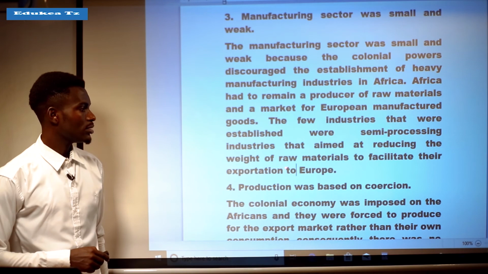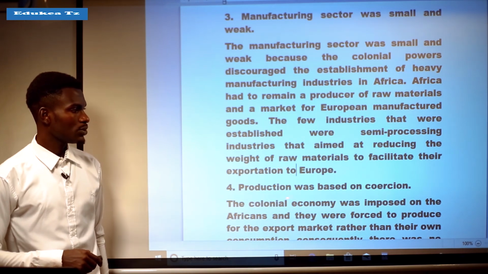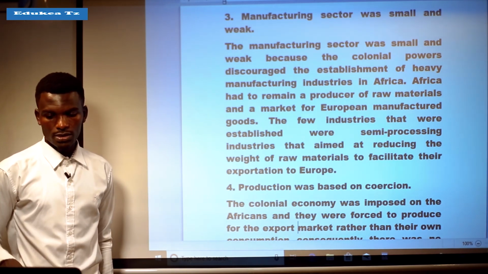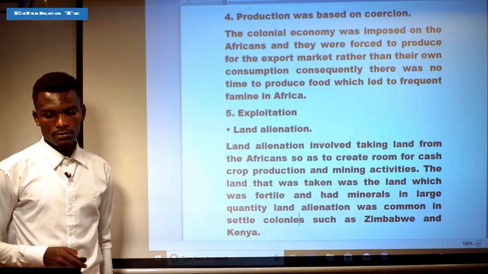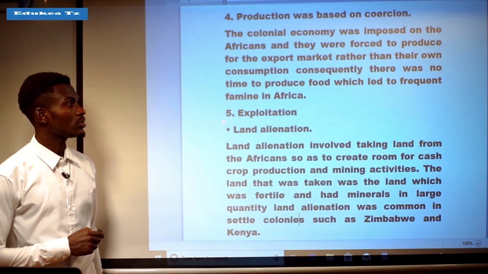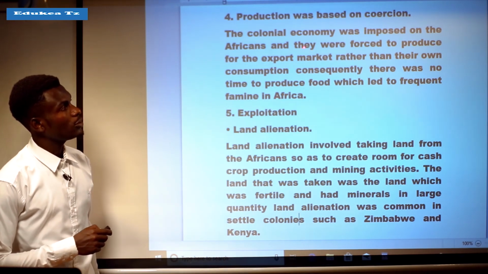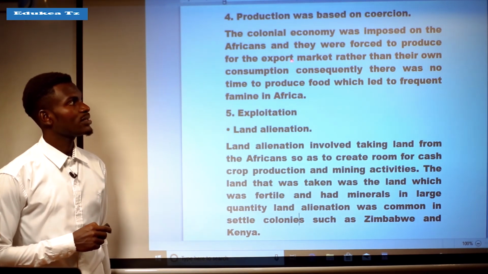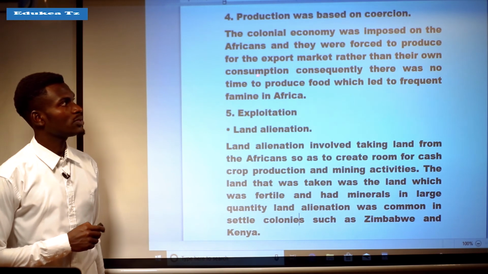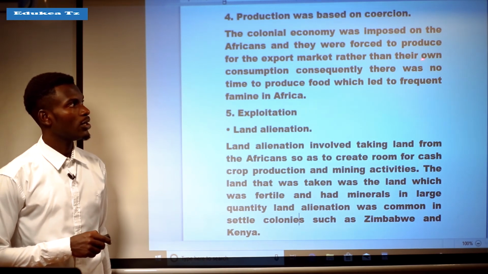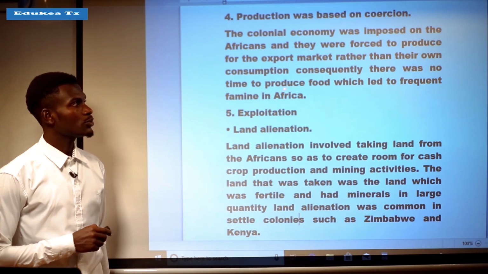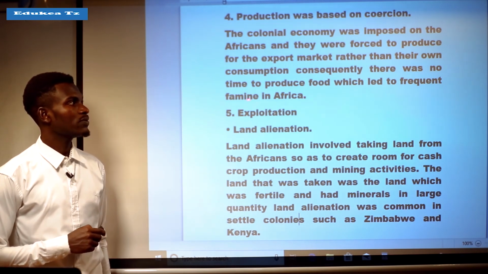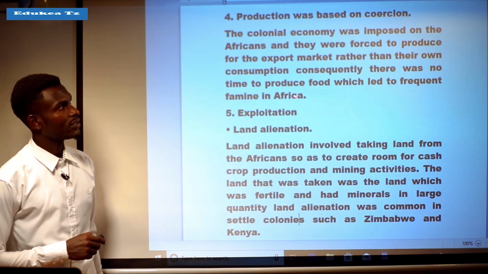Another was that production was based on coercion. The colonial economy was imposed on the Africans, and they were forced to produce for the export market rather than their own consumption. Consequently, there was no time to produce food, which led to frequent famine in Africa.